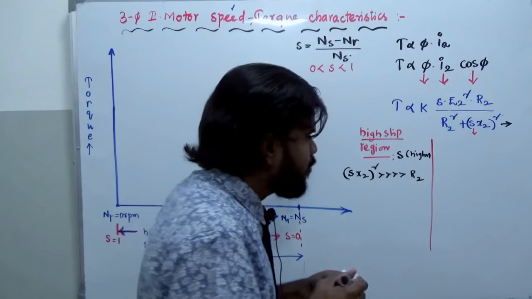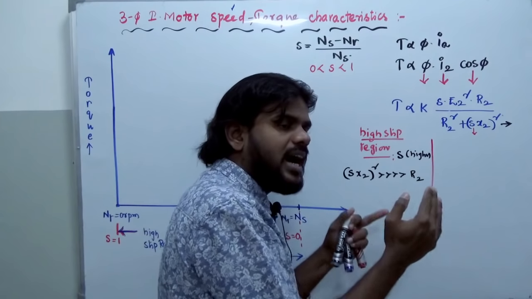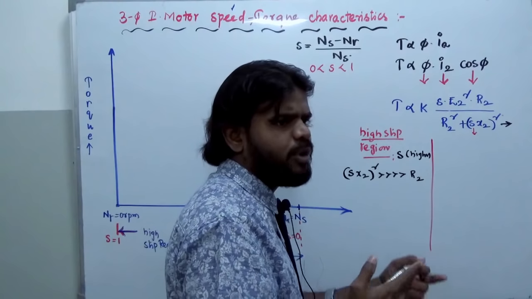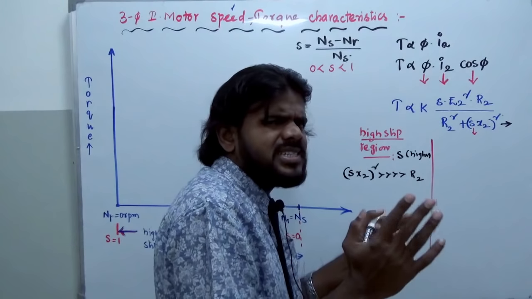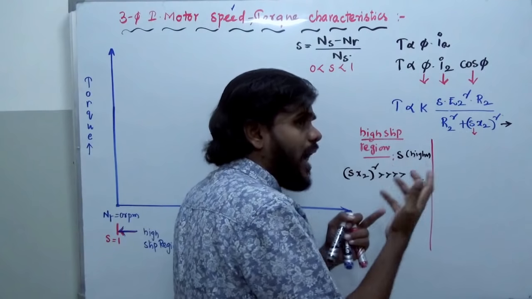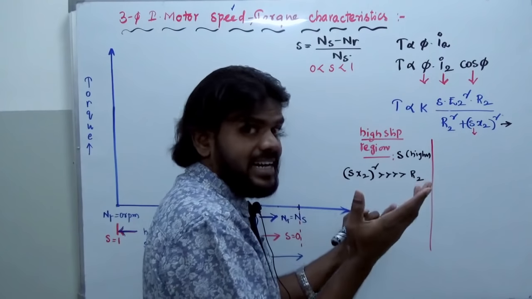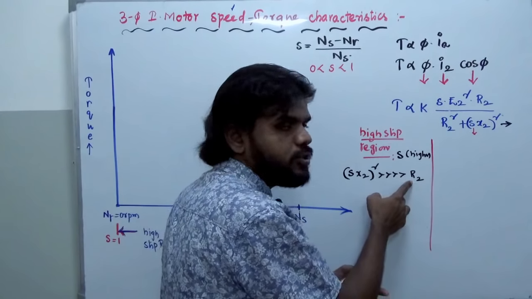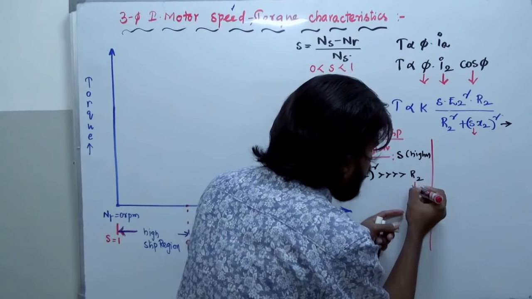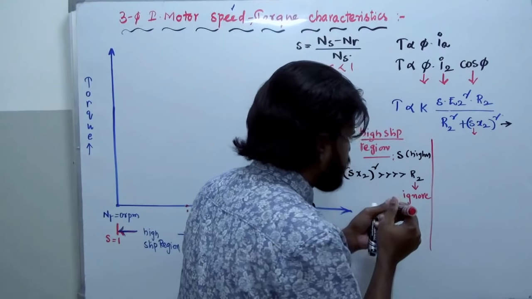What is happening? If I take the high range of slip, during high values of slip, maybe 0.9, 0.95, 0.98, 0.8, 0.7. If you consider this range as the high range of slip, then in the denominator, (S X2) square will be very high compared to R2. So then what you can do, you can ignore this. You can neglect it.